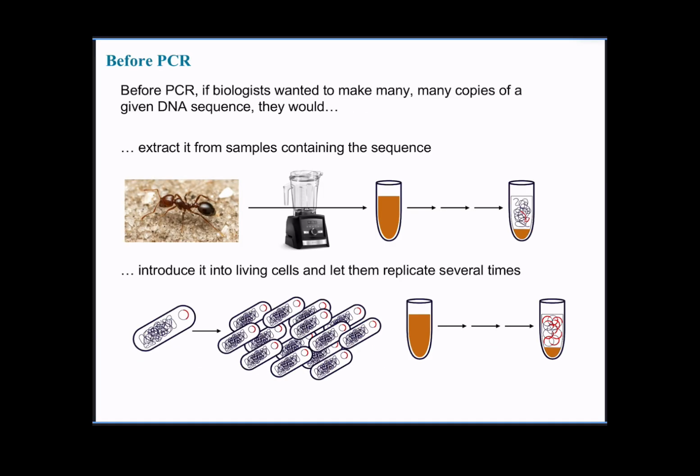So before PCR, if biologists wanted to make many copies of a given DNA sequence, they would extract that DNA sequence from a big organism, and these were very crude approaches, but that's what people did, right? So it's funny, this was even before my time, just to make it clear, but you would walk into a molecular biology lab, and one of the most common pieces of equipment was a household blender. That's what people used to just blend up organic material. And then you would find in this ocean of DNA the sequence that you were interested in.